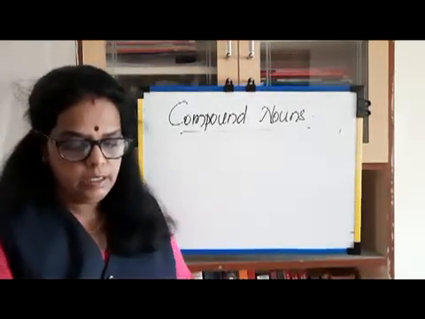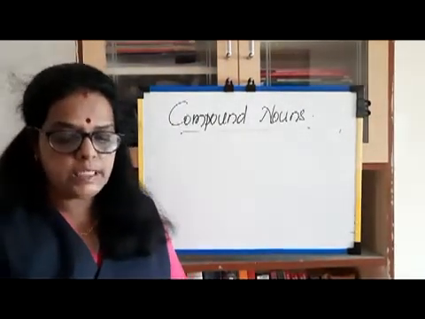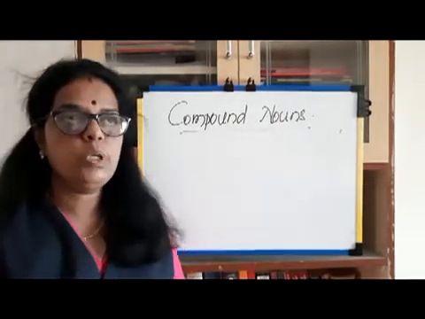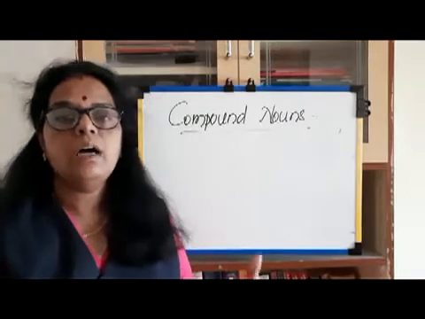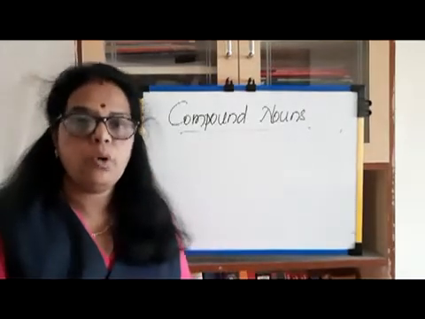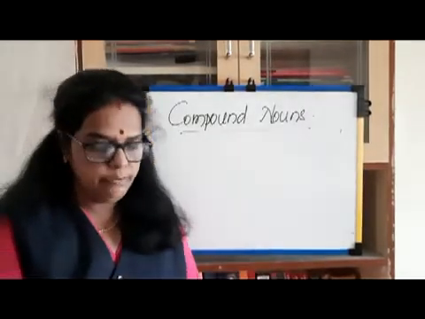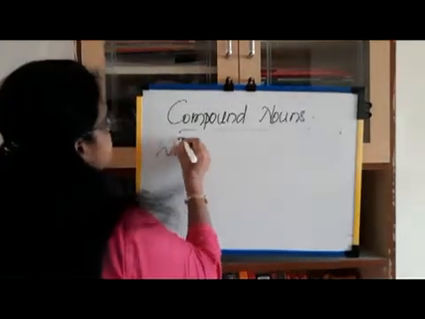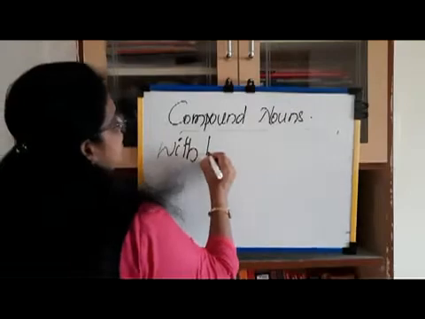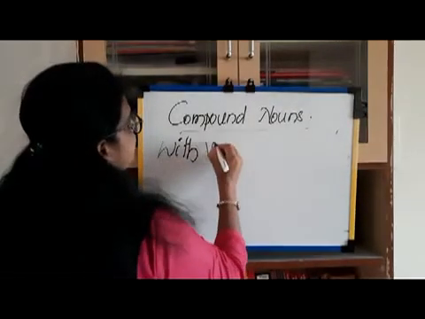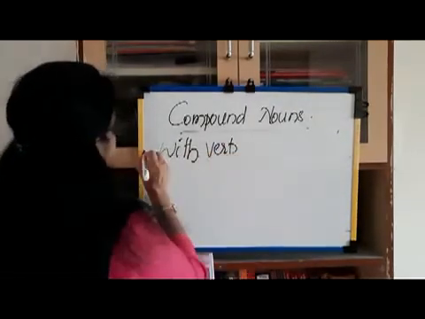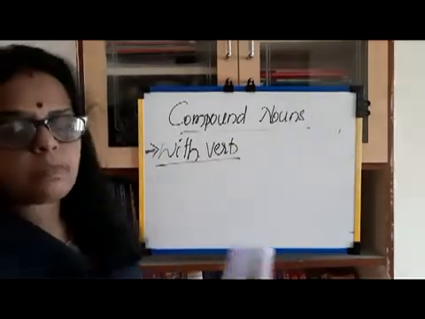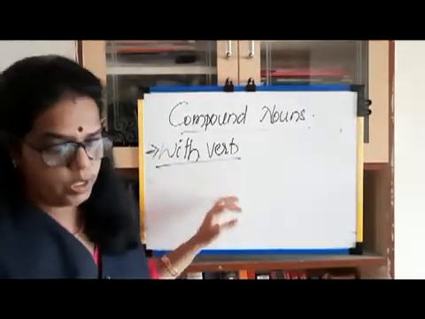Here it is given: compound nouns can be formed with a verb, adjective or another noun. We can make a compound word with an adjective, a verb or another noun. See, with the verb. How do we make it with the verb? With the verb we can make a compound noun.